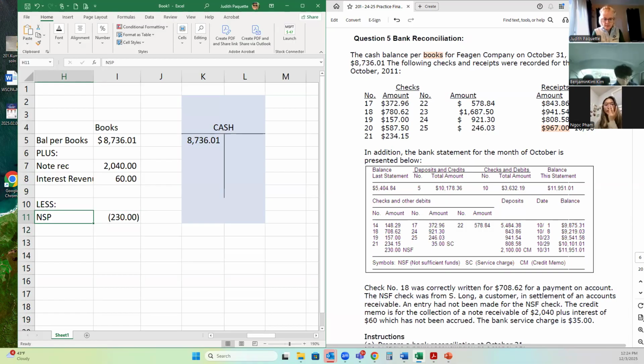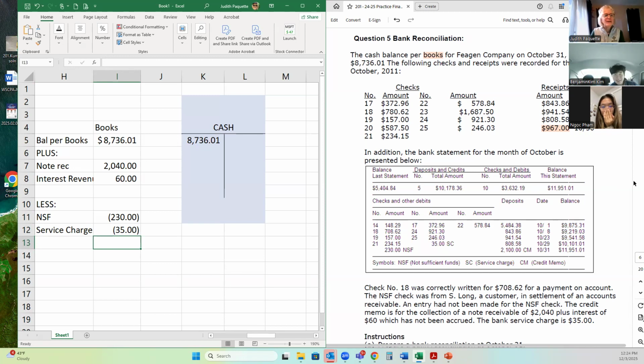NSF, okay? Anything else? And then the service charge. Good. And it's 35. That's a big service charge. Okay. All right, you are almost home, okay?